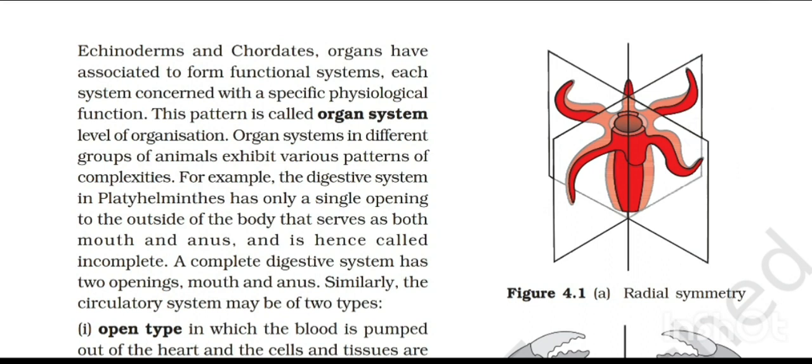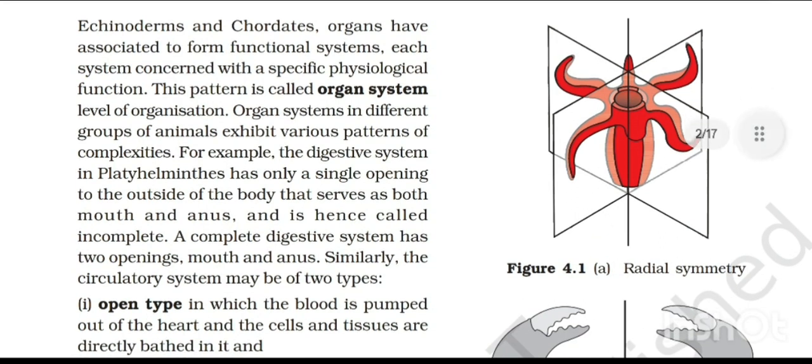Then organ systems in different groups of animals exhibit various patterns of complexities. For example, the digestive system of Platyhelminthes has only a single opening to the outside of the body that serves both as mouth for the ingestion of food and anus for excretion. Hence it is called an incomplete digestive system. And a complete digestive system has two openings, one mouth and another one anus.